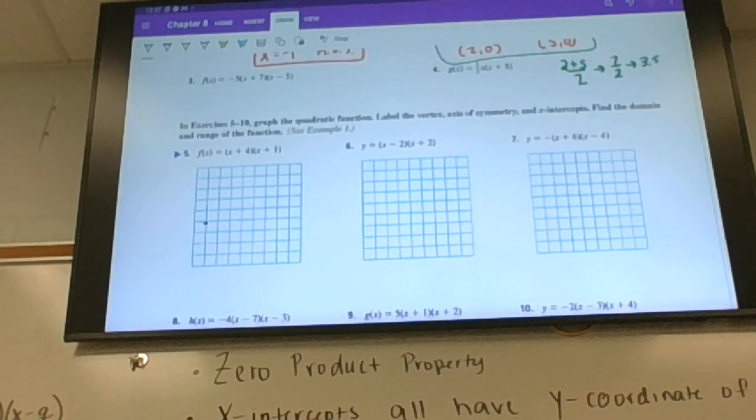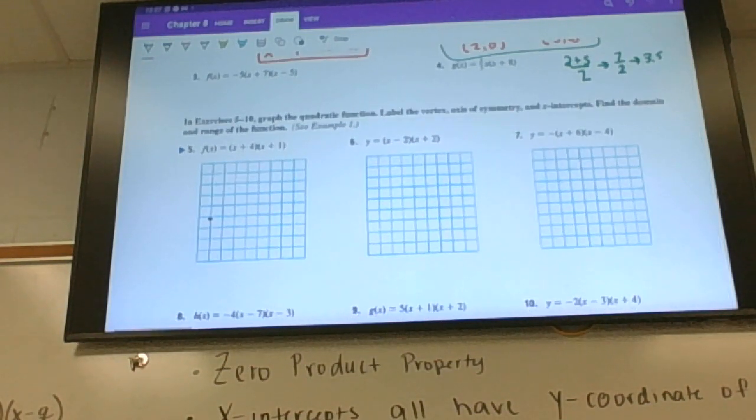Okay. All right. We're gonna graph the quadratic function, label the vertex, axis of symmetry, and x-intercepts, and do domain and range. That's a lot. So once again, we're doing intercept form here. The main difference between intercept form and vertex form is vertex form still has the exponent of 2. This doesn't have 2 on either of these. So that's why it's called intercept form or factored form.